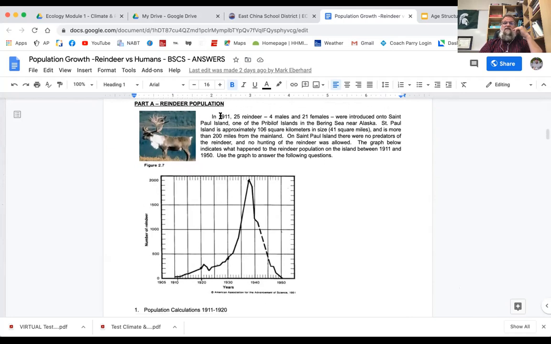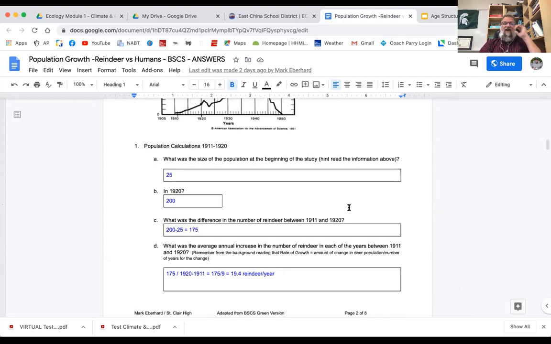So 1911, as it tells us, we had 25 reindeer, 4 males and 21 females. And I'm not going to go through all these step by step, but you can see I have in the boxes in blue what should be the correct answers. So feel free to make some adjustments if you need to. But we can see from 1911 to 1920, we averaged 19.4 gain of reindeer per year. And here we are, 1911 to 1920, nice, slow, steady incline. We're only growing about 19-20 deer per year.